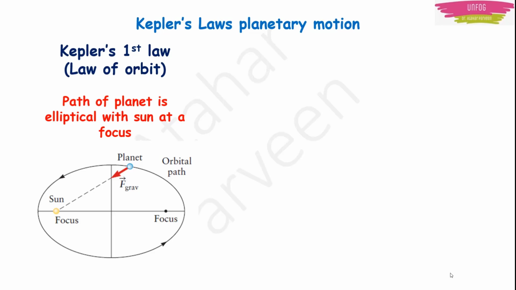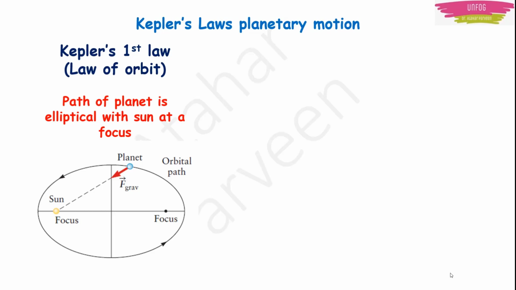Now Kepler gave 3 planetary laws. They are called Kepler's laws of planetary motion. He described how Earth is moving around the sun. The first law he told is that the path of the planet is elliptical with the sun at a focus.